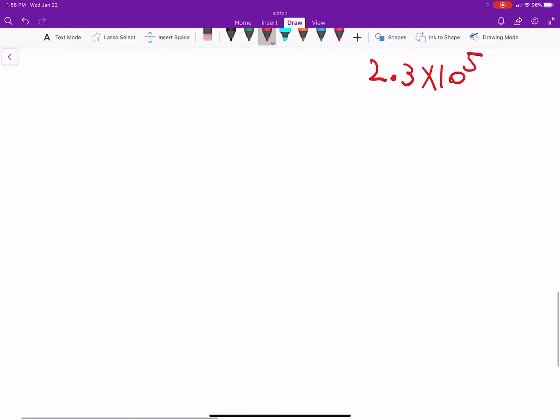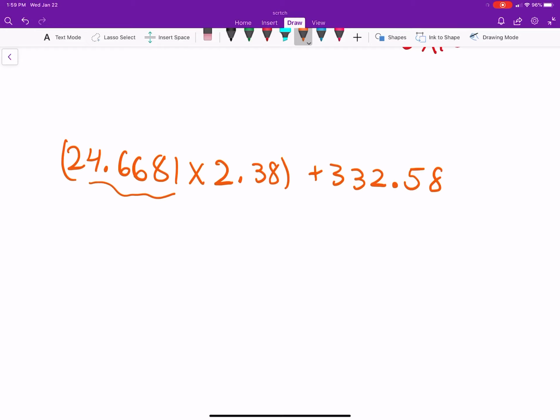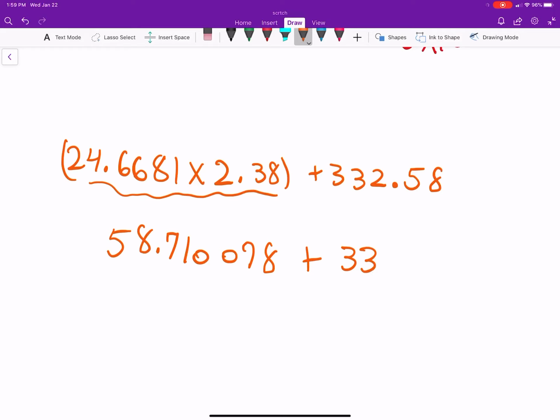Let's do one that incorporates both. 24.6681 times 2.38 plus 332.58. Okay, so just multiplying this guy out, you'll get 58.710078 plus the 332.58. But we multiplied, so we look at our sig figs.